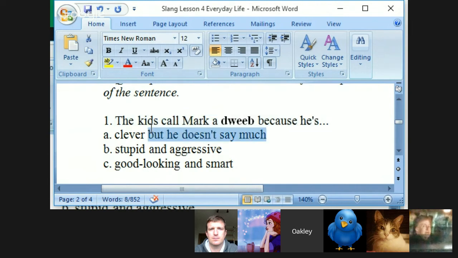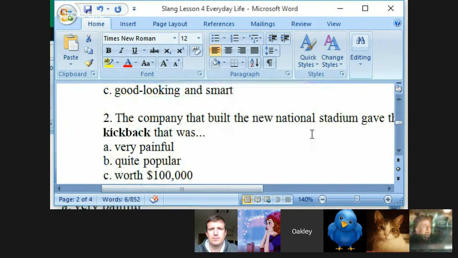Be careful about the pronunciation. It is a long sound. Dweeb. Okay. Dweeb. Yeah, that's better. Okay. He's a smart guy, but he has no social skills. That's it.